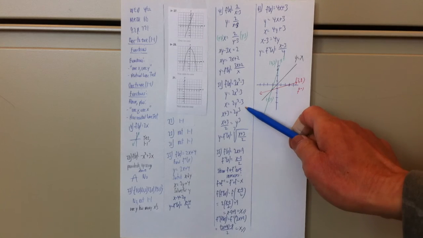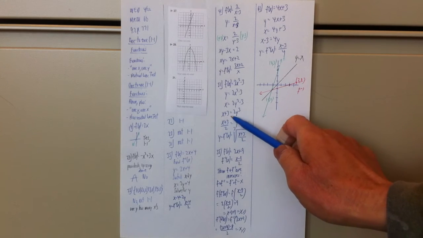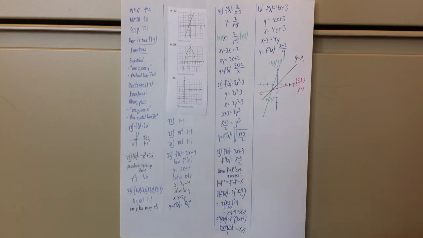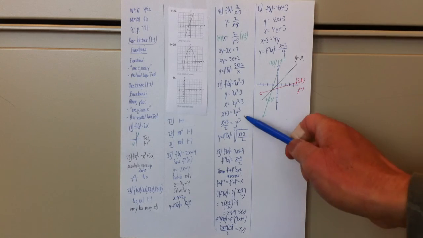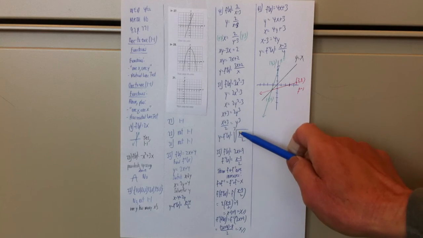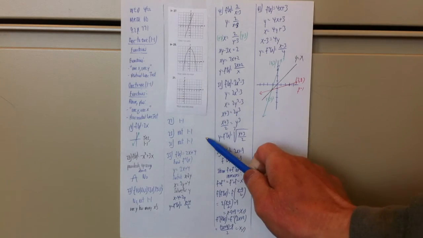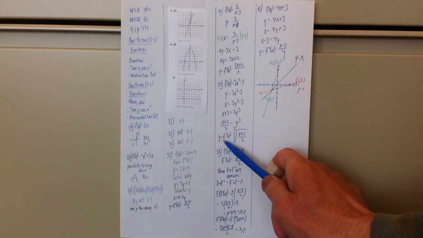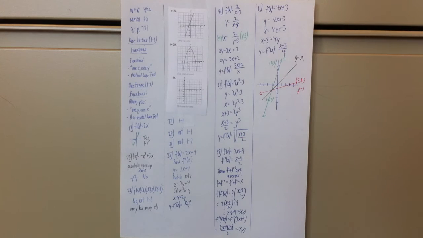So isolate the y. So I'll add 3 to both sides. X plus 3 equals 2y cubed. Divide by 2. X plus 3 over 2 equals y cubed. And to get rid of a cube, you do the cube root of both sides. So cube root, and again, y is isolated on the right, but I'm going to put it on the left. So y equals f inverse of x. I want you to write the f inverse of x is the cube root of x plus 3 over 2.